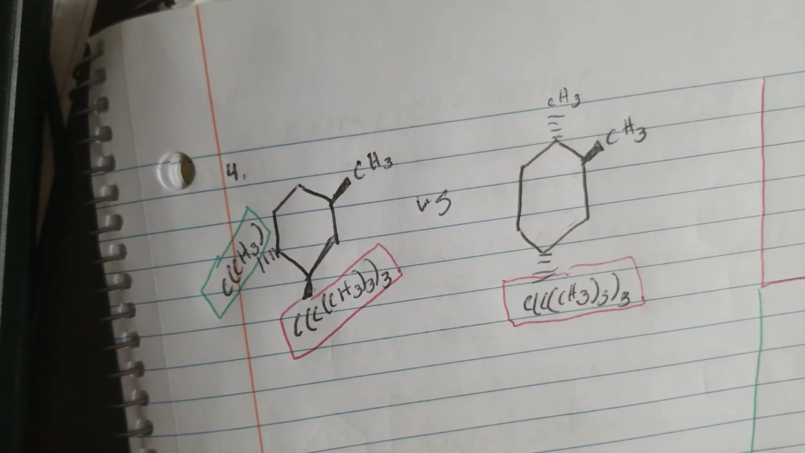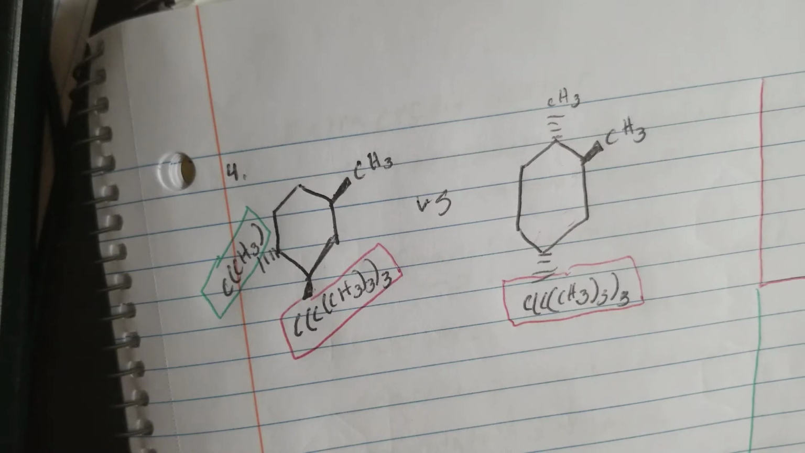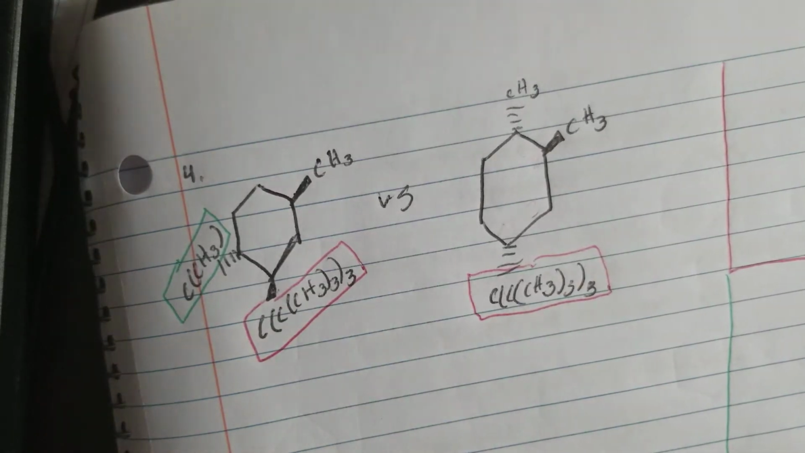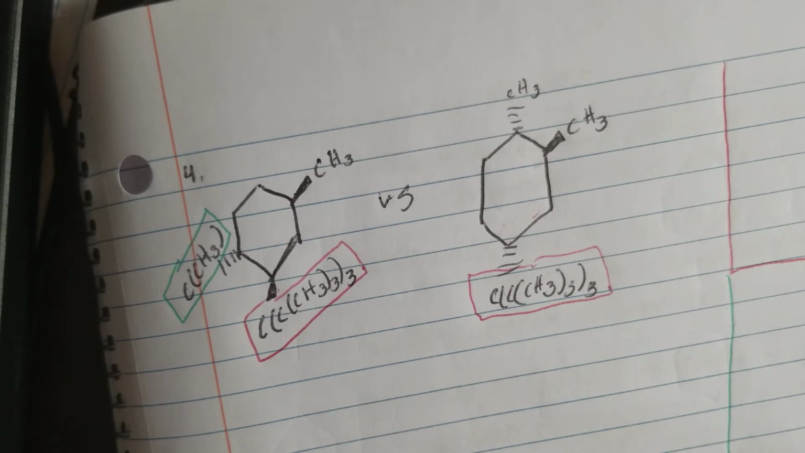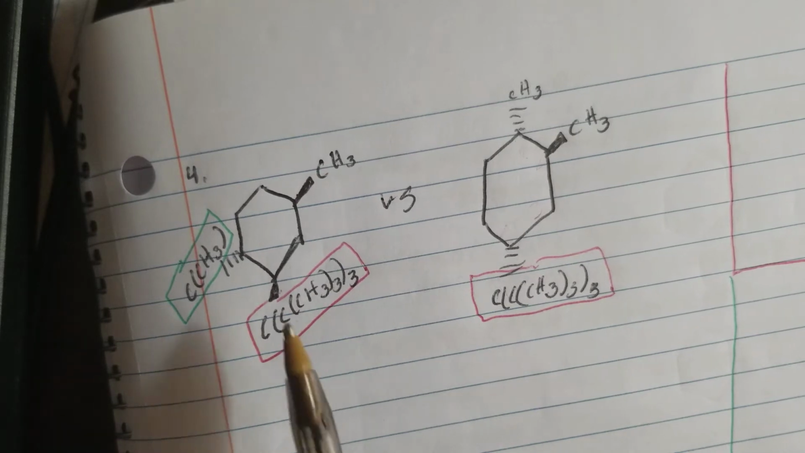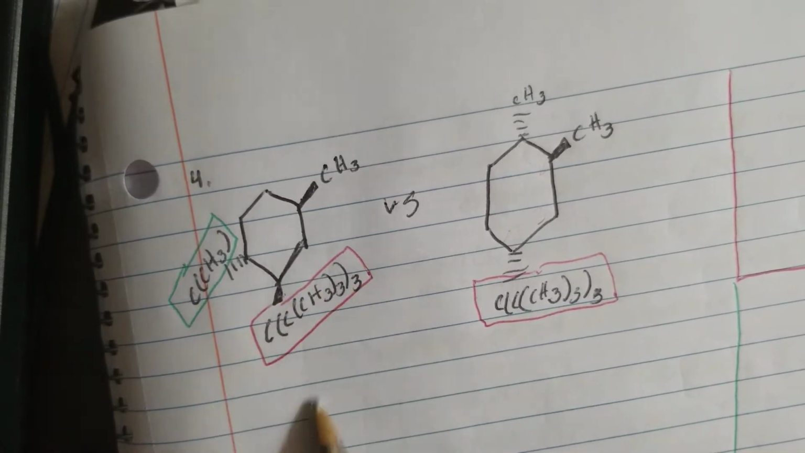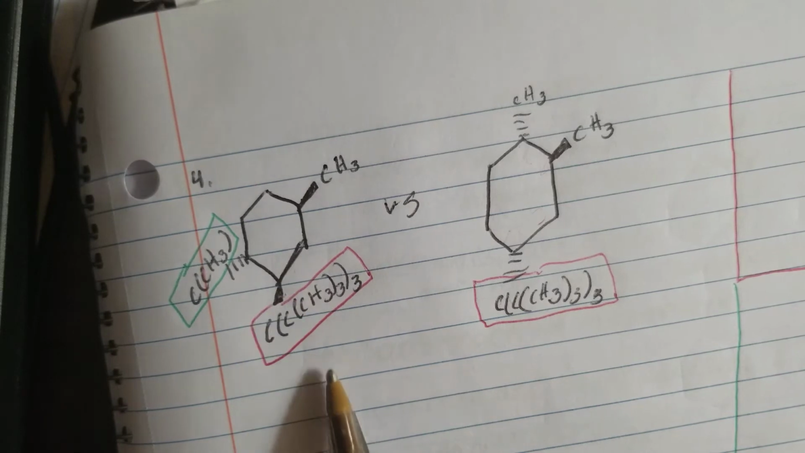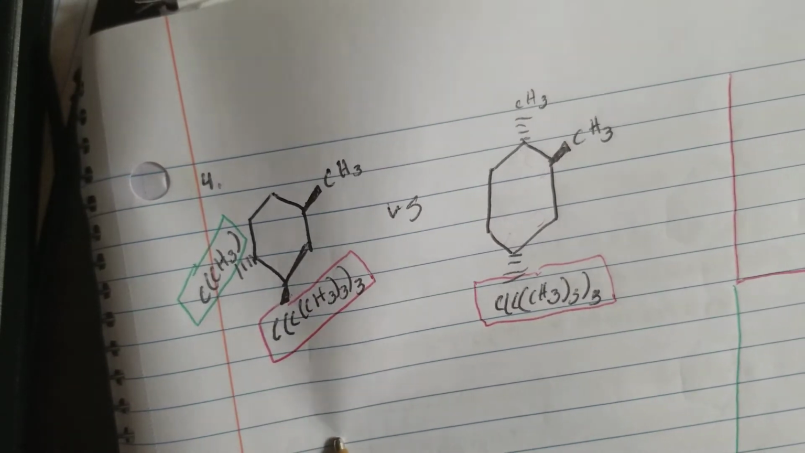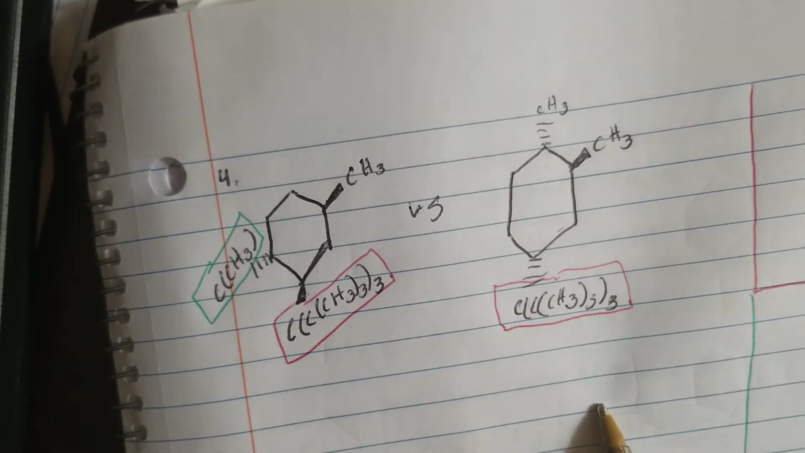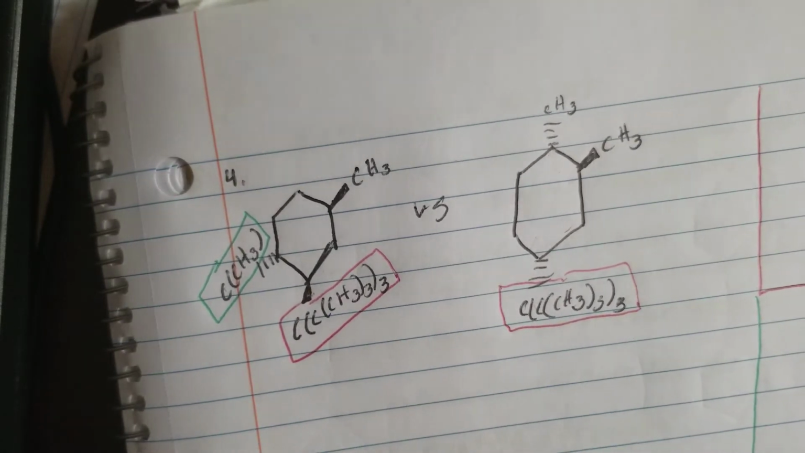stable conformers, which is more stable, and then between the two most stable conformers, which is the most stable. As in, the two chair diagrams from here, to determine stability, which one's more stable between those two.